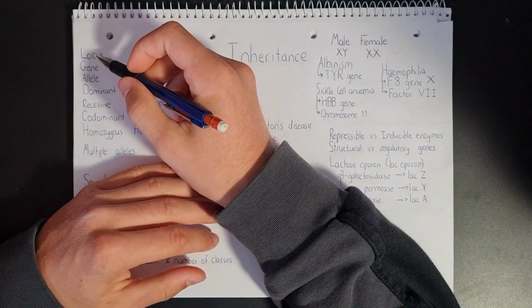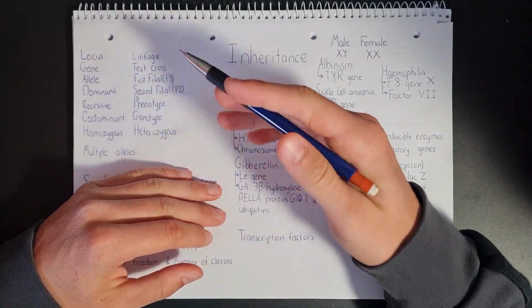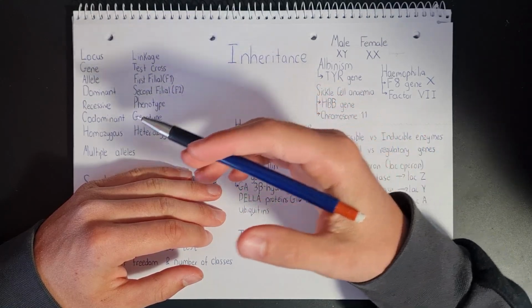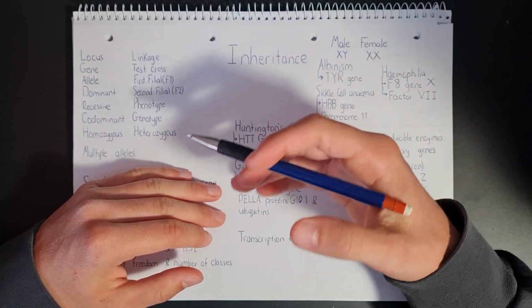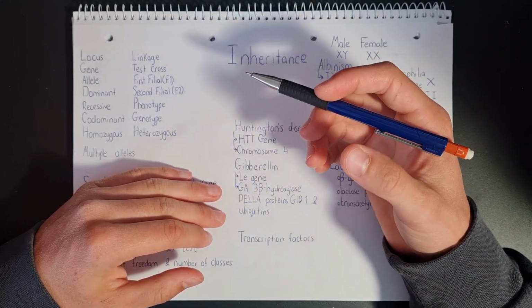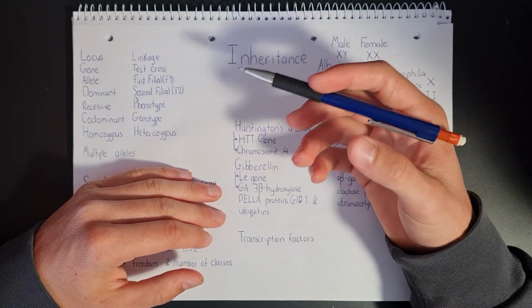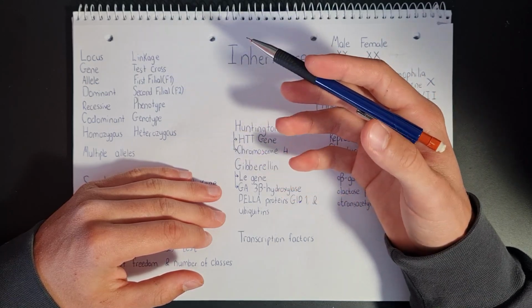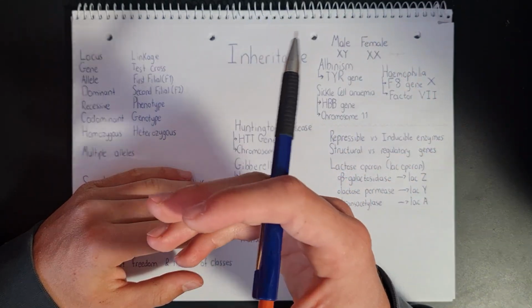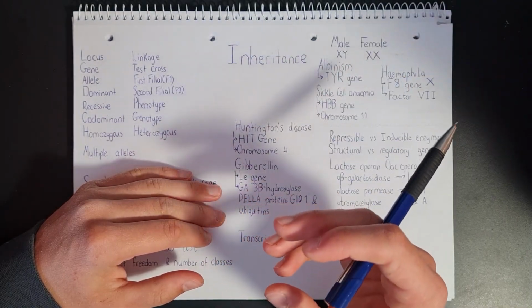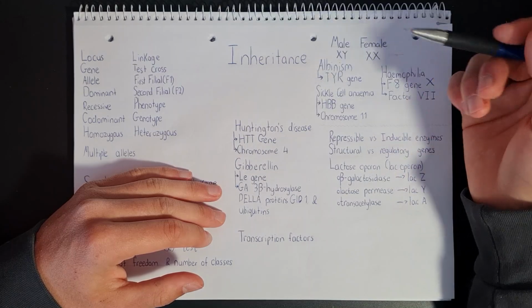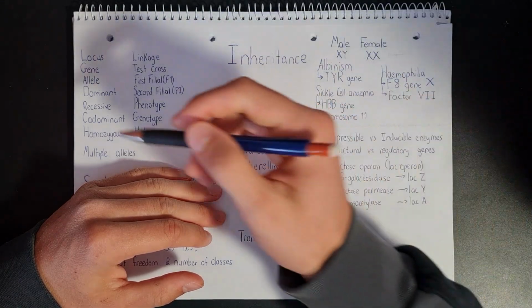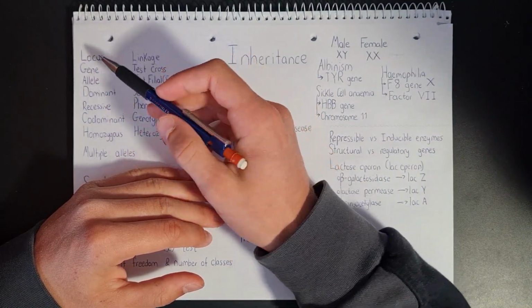So the first term that we're going to start off with is locus. Locus is the position that a gene has on a chromosome. What is a gene? A gene is a sequence of DNA nucleotides that code for the synthesis of a particular polypeptide. Now that polypeptide can be an enzyme itself, or the polypeptide can form part of a larger protein, like an antibody, for example.